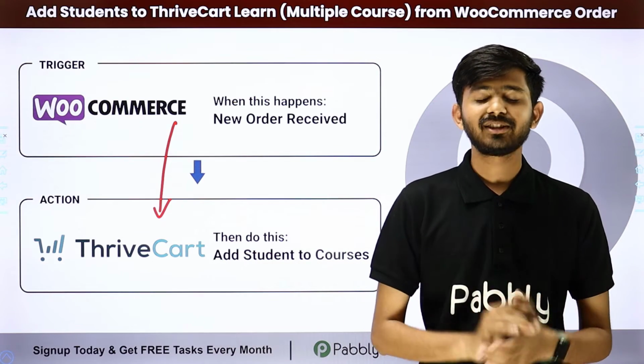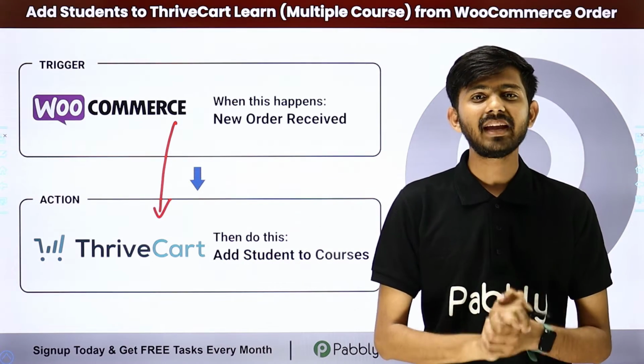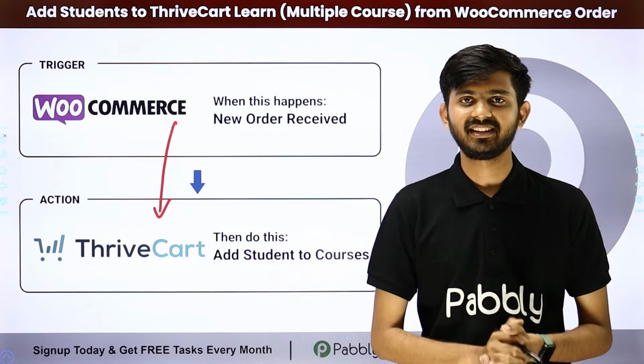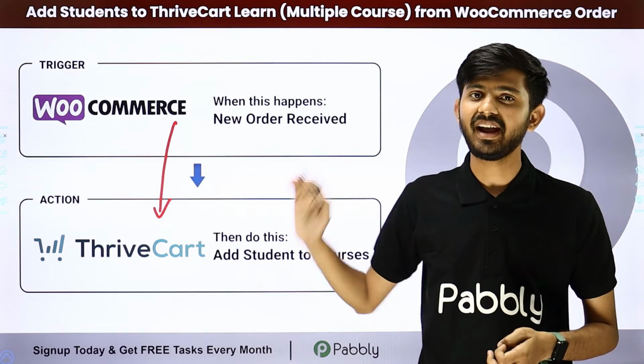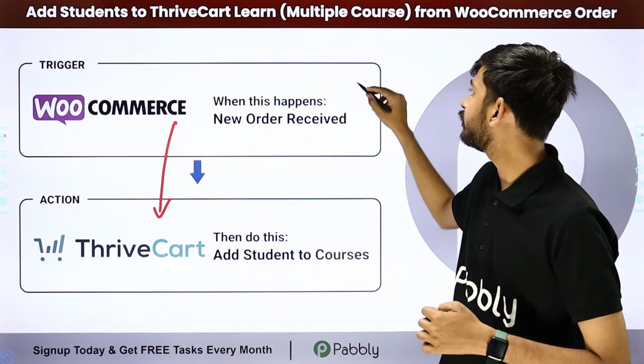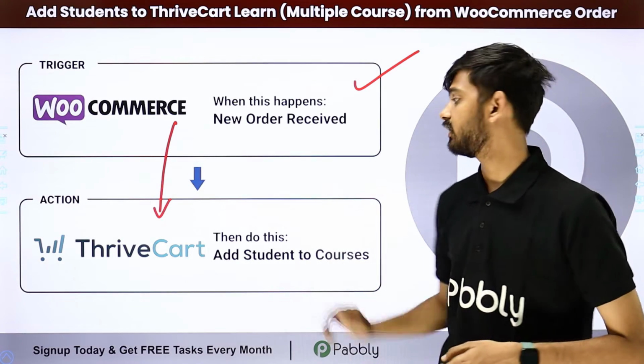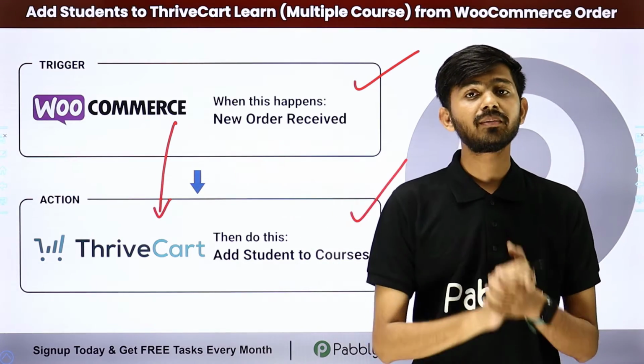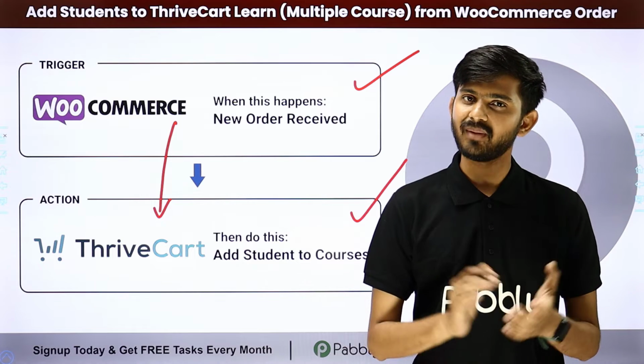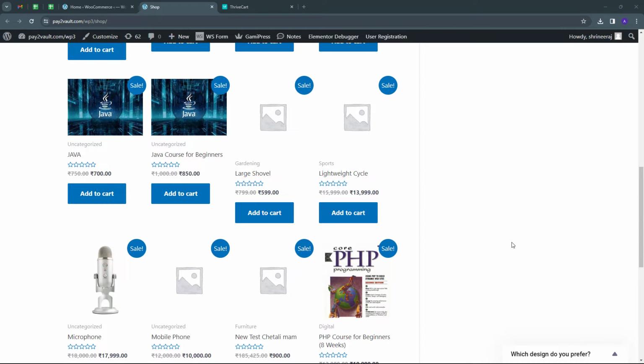For building this connection, I'm going to use Pabbly Connect, which is an amazing software for automation and integration. In Pabbly Connect, I have to use a trigger and an action. In the trigger application, I'm going to use WooCommerce. In the action application, I'm going to use ThriveCart. So how am I going to build this connection? For that, let me take you to my computer screen. I hope you can all see my computer screen, and today we are going to see how we can add students to ThriveCart Learn in multiple courses from WooCommerce orders.